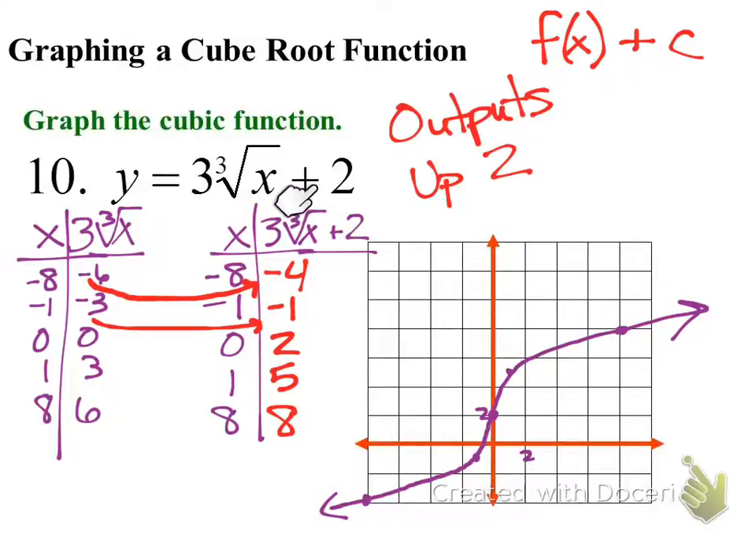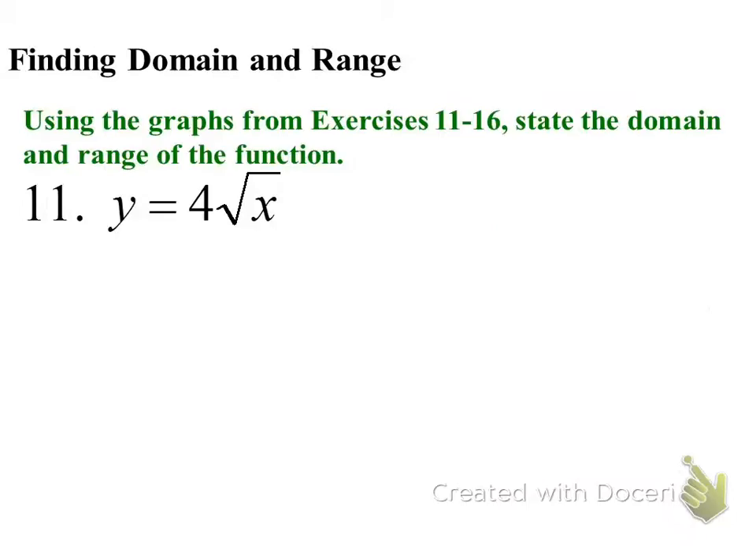So to recap, it was what was affecting our original function that we already have a table for. We're moving everything up 2. Yeah, my bad. Everything moves up 2.